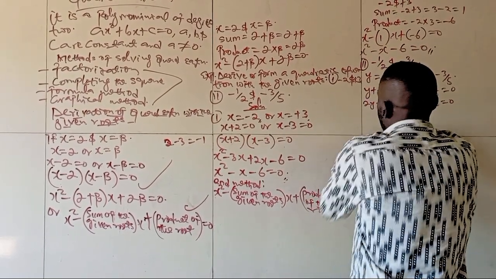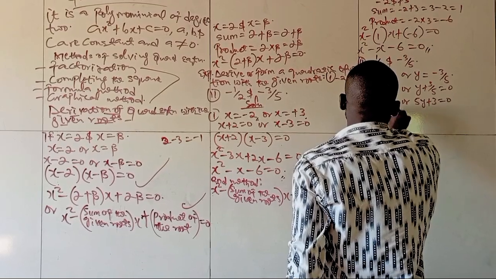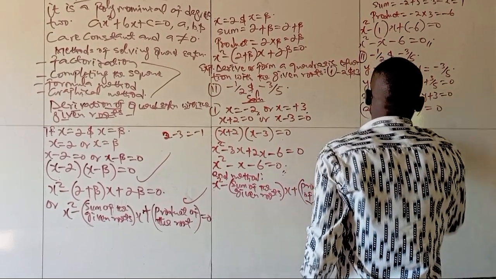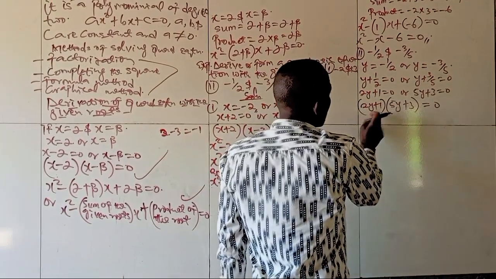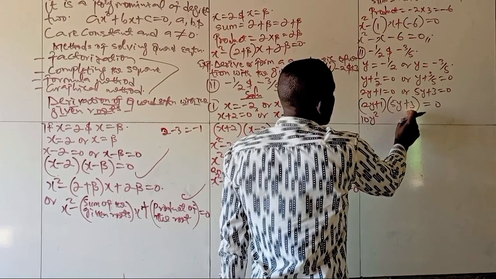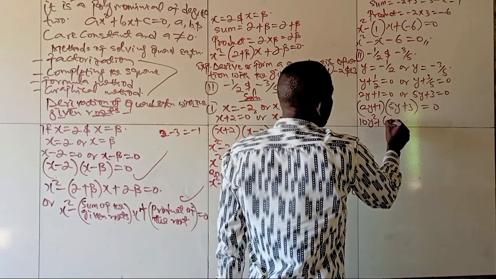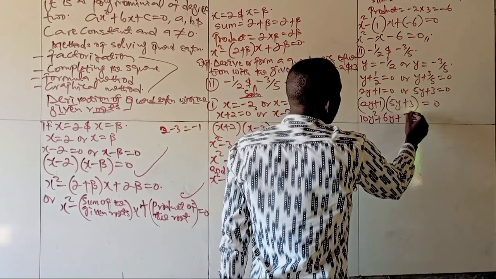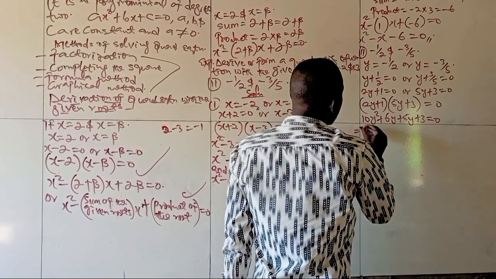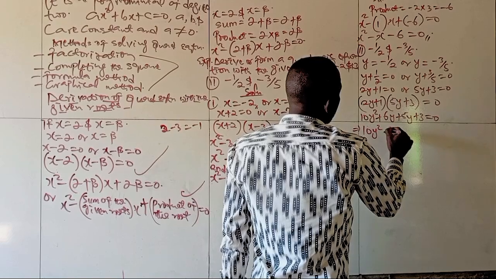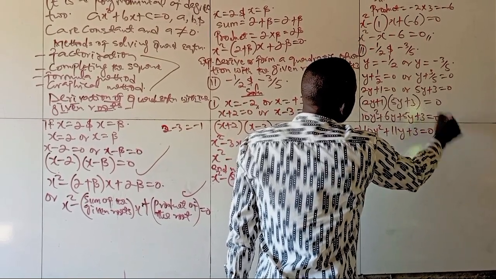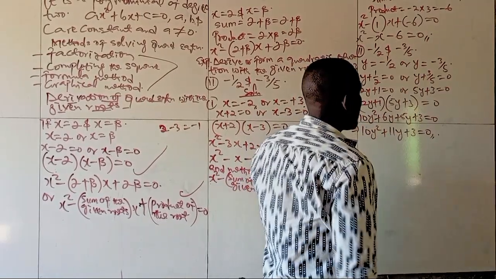These two can form an equation: (2y + 1)(5y + 3) equal to 0. So when we expand this, 2y times 5y is 10y squared. 2y times 3 gives us plus 6y. 1 times 5y will be plus 5y. 1 times 3 will be plus 3, all equal to 0. This will now give us 10y squared plus 11y plus 3 is equal to 0. This is now the quadratic equation with respect to this. All right.